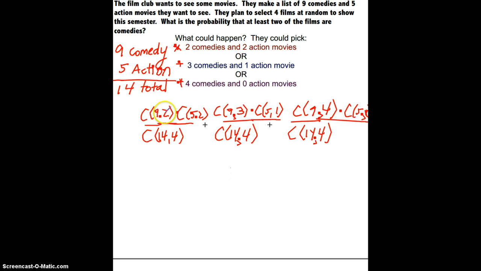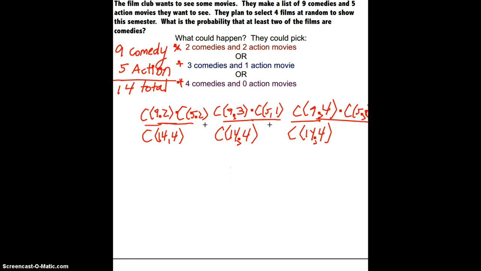So notice these are all combinations because order is not important. And another thing to consider is that we have to choose 4. So here we chose 2. Here we chose 2, so that's a total of 4. Here we chose 3 and 1, so that's a total of 4 movies. So again, we're finding the total possibilities that would make it true, and then we're using the sample space, rather, with the total number of outcomes.